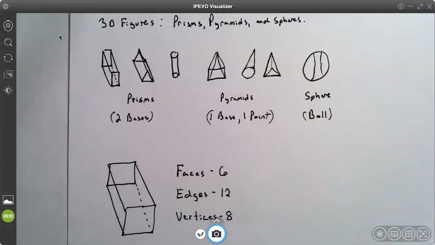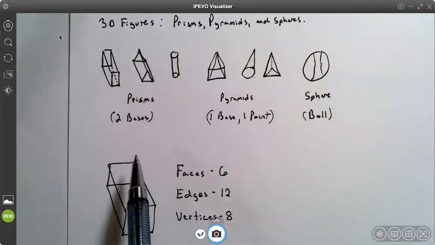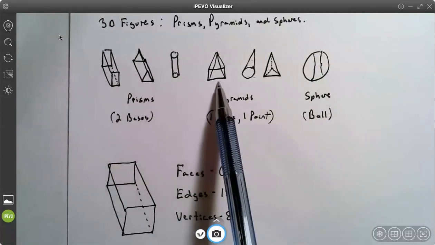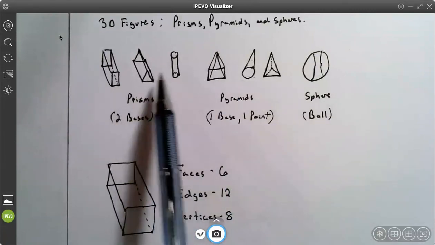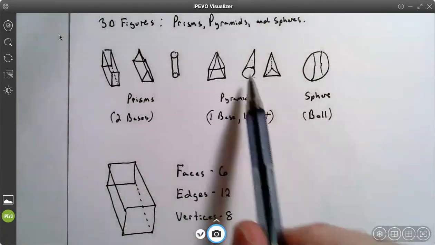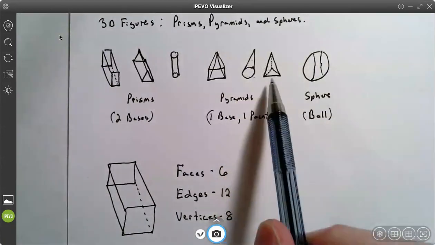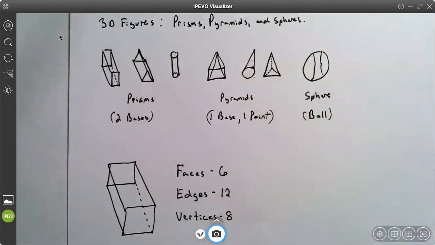So one more time in review. Prisms have 2 bases, a top and a bottom. Pyramids have 1 base and a point. This is a rectangular prism. This is a triangular prism. This is a circular prism, also known as a cylinder. This is a rectangular pyramid, a circular pyramid, also known as a cone, and a triangular pyramid. And a sphere is a ball or a globe.